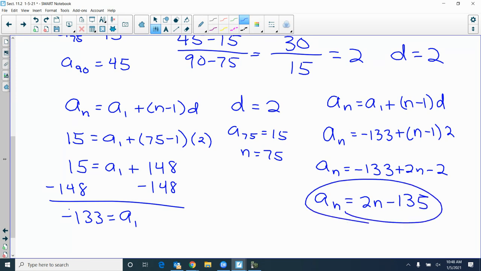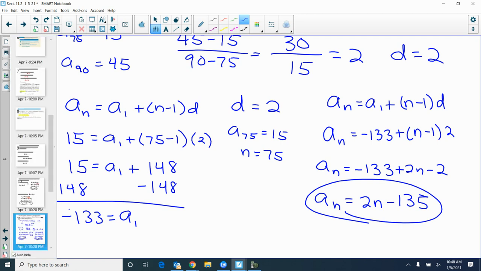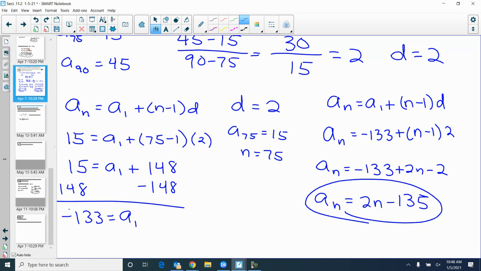Plug in 75, you get back 15. Plug in 90, you get back 45. That's just a quick double check. You've got to be able to do that. So that is the formula for that term. All right, I'll hit that other stuff tomorrow.